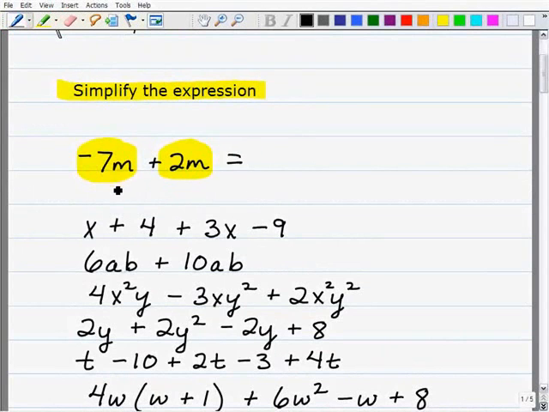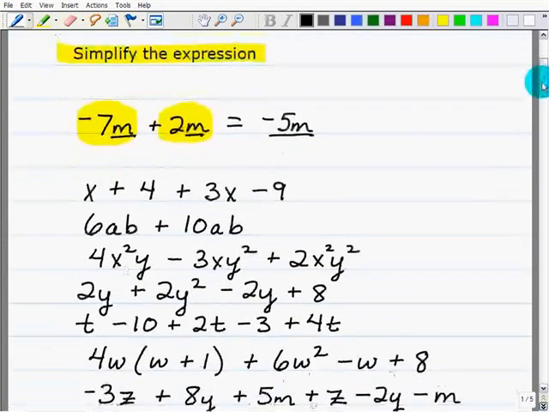When you have two like terms, and these are like because they both have m to the first power, all right, you can combine them by simply adding the coefficients, and that's the numbers in front of the term. Okay, so negative 7 and 2 is going to be negative 5m. So we added the coefficients. You can add the coefficients when the terms are like. So this is the simplified version of that expression, and that's all we're doing here.